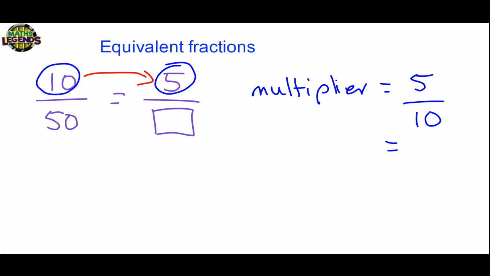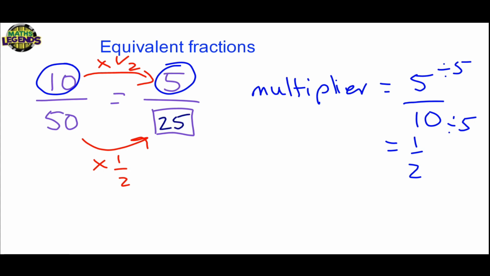So here, this is the same as a half. So to get to that point, I have divided the top number by 5 and the bottom number by 5. So here, we multiply by a half, and then we need to do the same to the bottom, the denominator, so times a half. Now 50 times a half is 25.